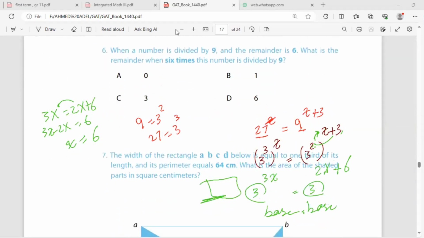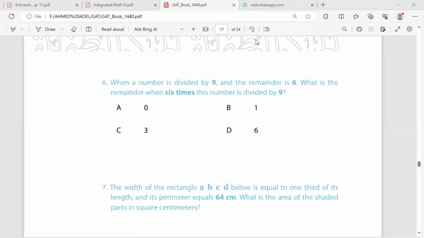Number 6. When a number is divided by 9 and the remainder is 6, what's the remainder when 6 times this number is divided by 9? When a number is divided by 9 and the remainder is 6, you can use this number 15. 15 divided by 9 equals 1, and the remainder here is 6. What's the remainder when 6 times this number? So it's going to be 6 times this number 15.